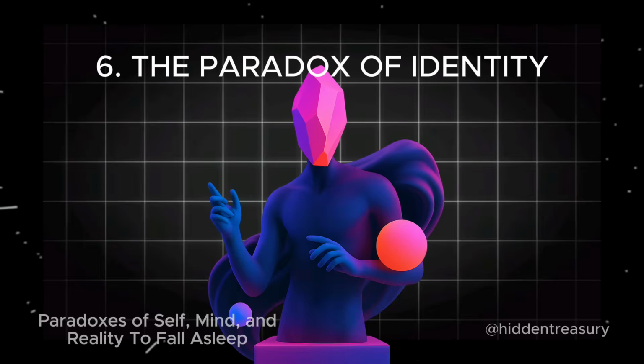The paradox of identity asks a simple but profound question. What makes something the same over time? On the surface, this seems straightforward. A chair is still a chair tomorrow, and a person remains the same person from one day to the next. But when you look deeper, identity becomes far more complex.